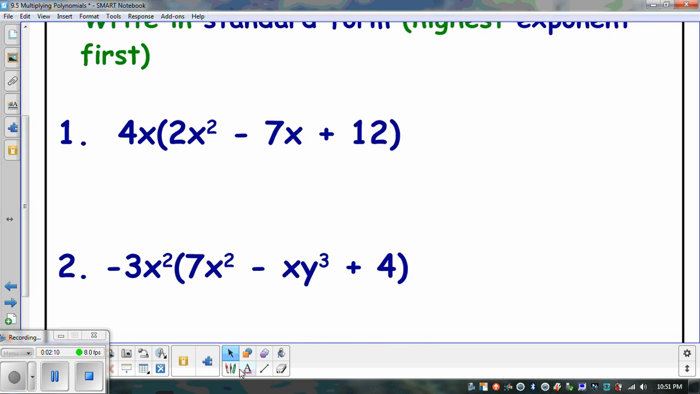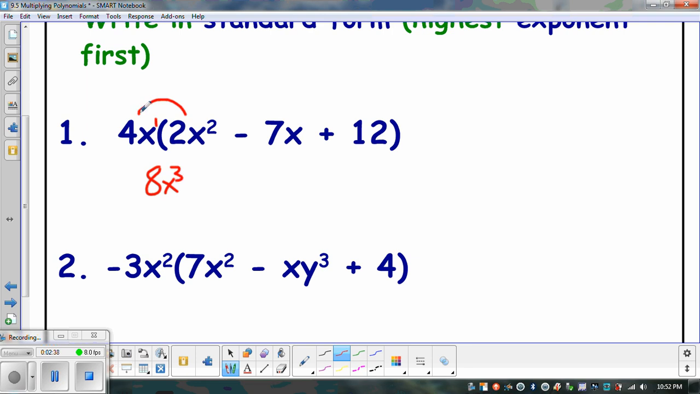You will notice the 4x is sitting outside the parentheses. That is what we are going to distribute to all 3 terms inside the parentheses. Remember, coefficient times coefficient, 4 times 2 is 8. We will add the exponents of the x's. Notice there is 1 here plus 2 here makes x to the 3rd.